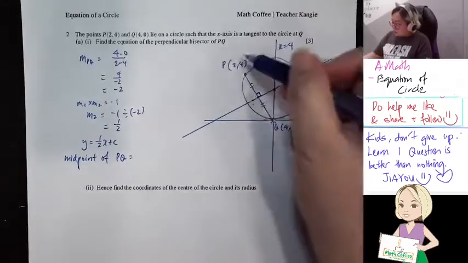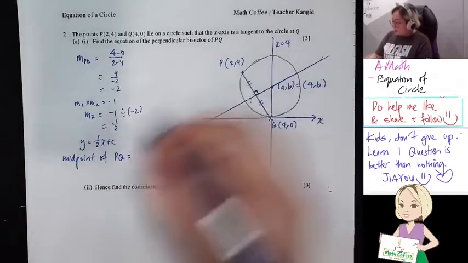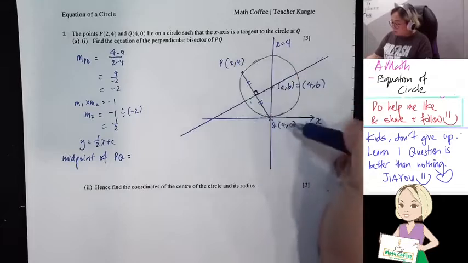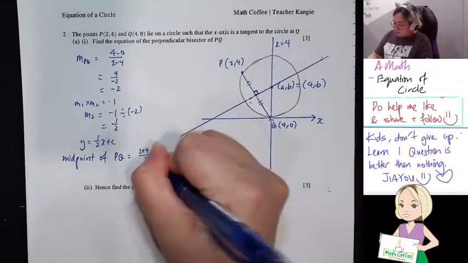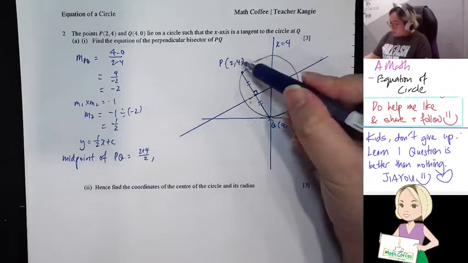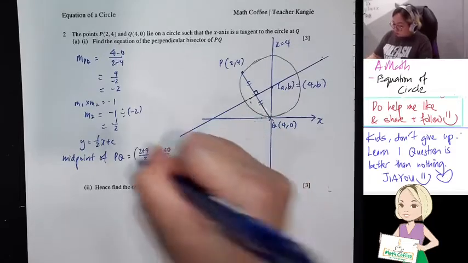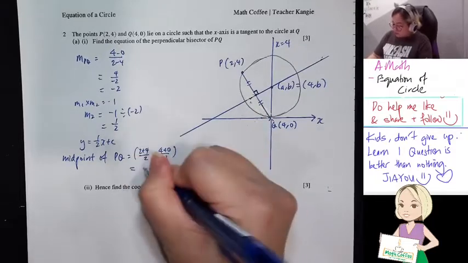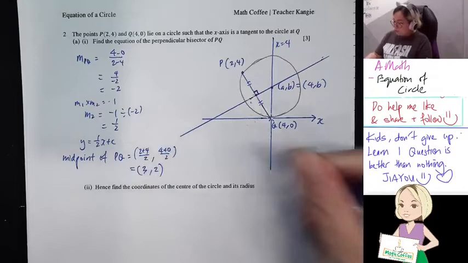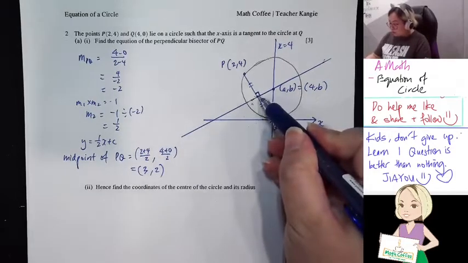Okay, so take x1 plus x2 divided by 2. 2 plus 4 divided by 2. y1 plus y2 divided by 2. So it's 4 plus 0 divided by 2. And we will get 3 and 2. So the point is 3, 2.